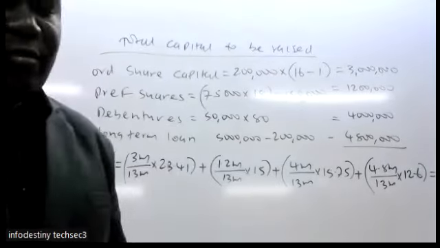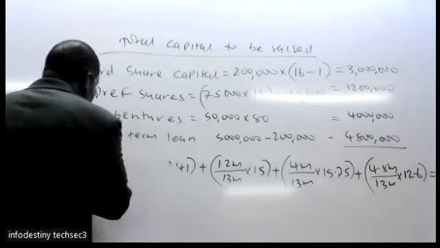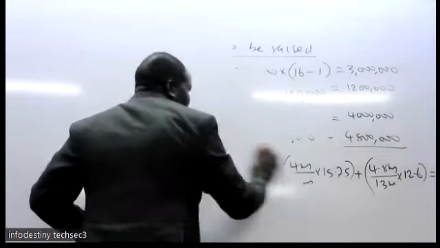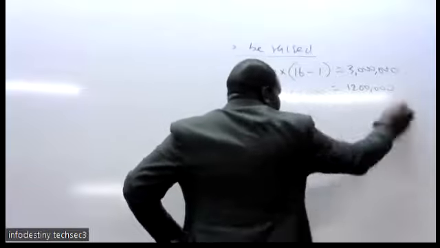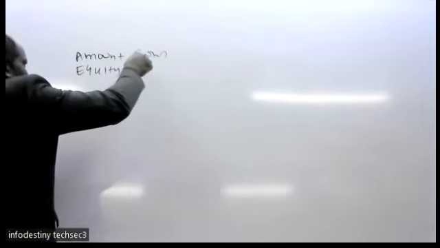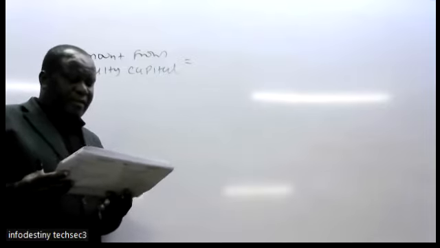So from Roman letter one, we want to get the amount to raise from the equity capital. You simply take equity, which is given as ordinary shares and retained profits.